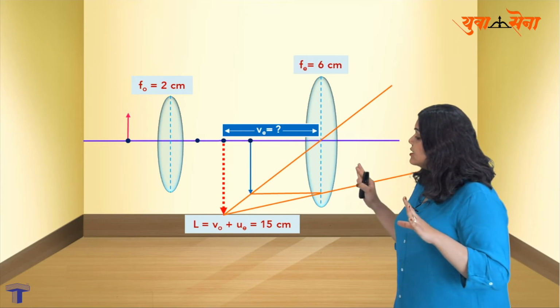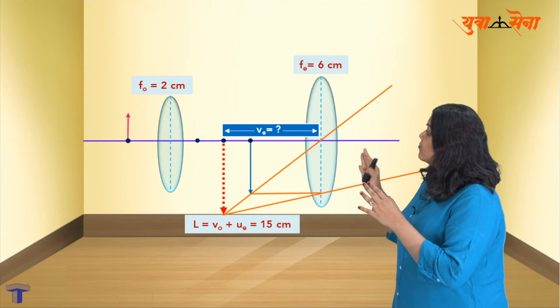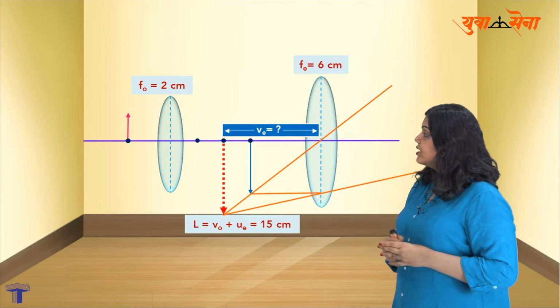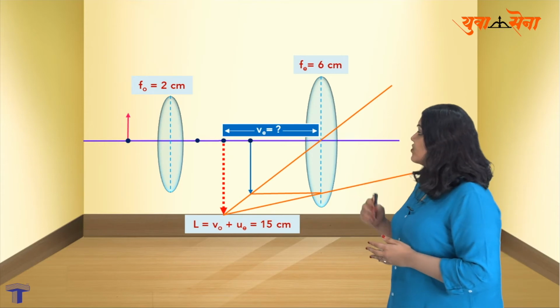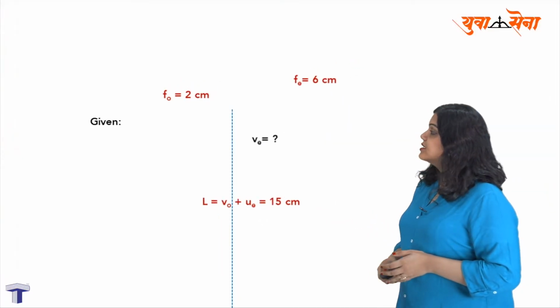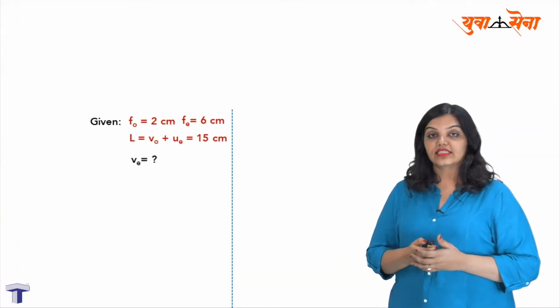But for now, let's take whatever we know from this diagram. We know the focal length, we know the relationship, and we want to see what is the image distance in case of an eyepiece. So I'm going to gather all this data and keep it in my given section.